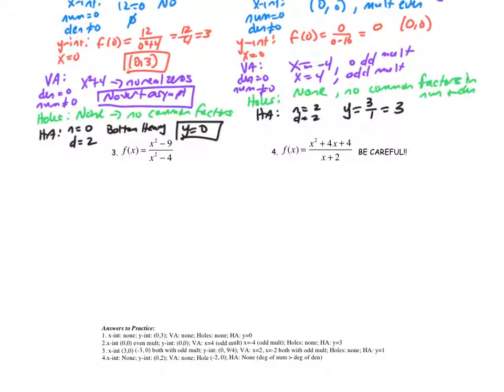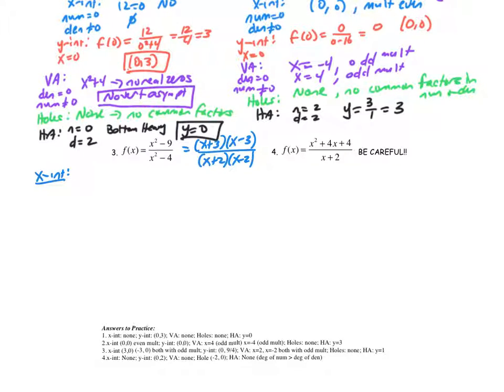Number 3. We're going to go through all the steps again. So I'm going to go ahead and factor this as x plus 3 times x minus 3. These are both difference of squares. So let's find our x-intercept.